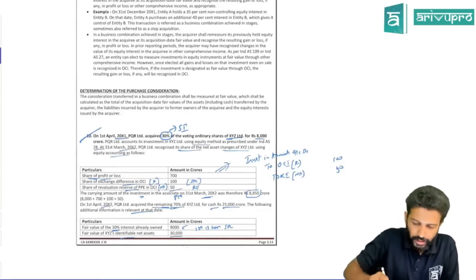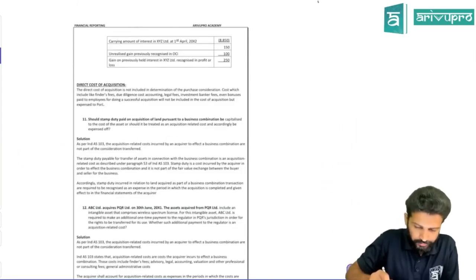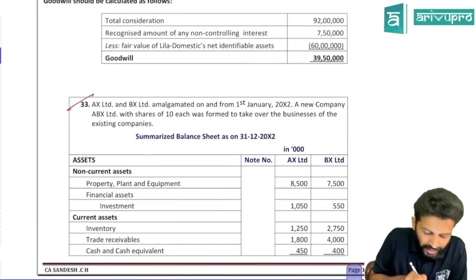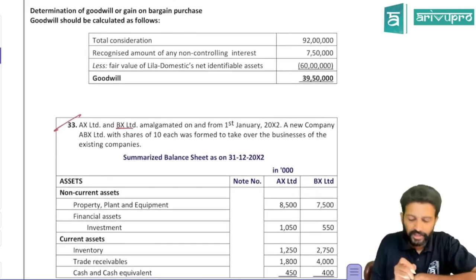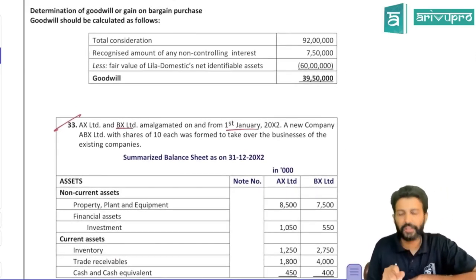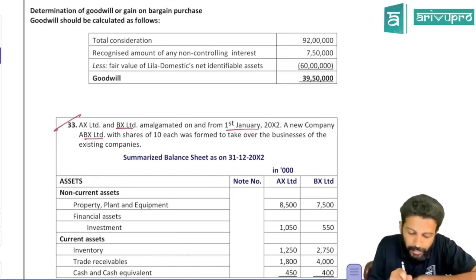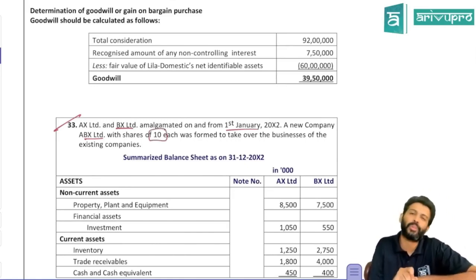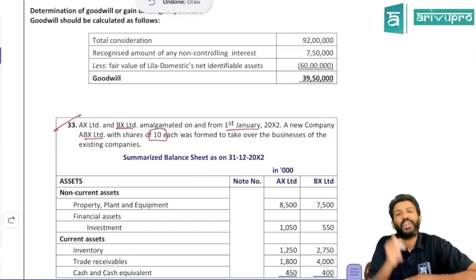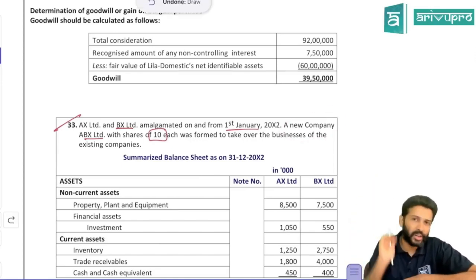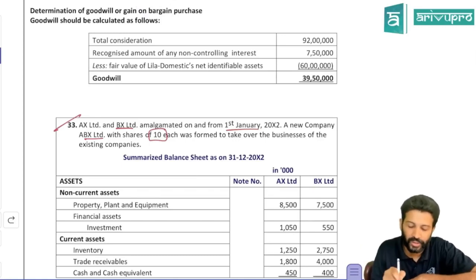Okay, so let's take the AX and BX question. Question number 33. AX and BX amalgamated from 1st January 20X2. A new company ABX with shares of rupees 10 was formed. So it's a new company. Okay, so it's a new company, means who will control it? Whoever has maximum shares in the new company will control it. Okay, so let's see what it is over here.